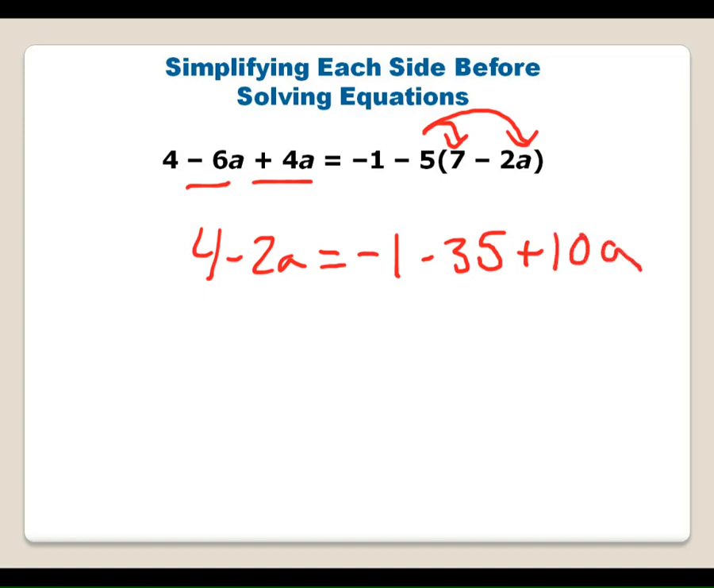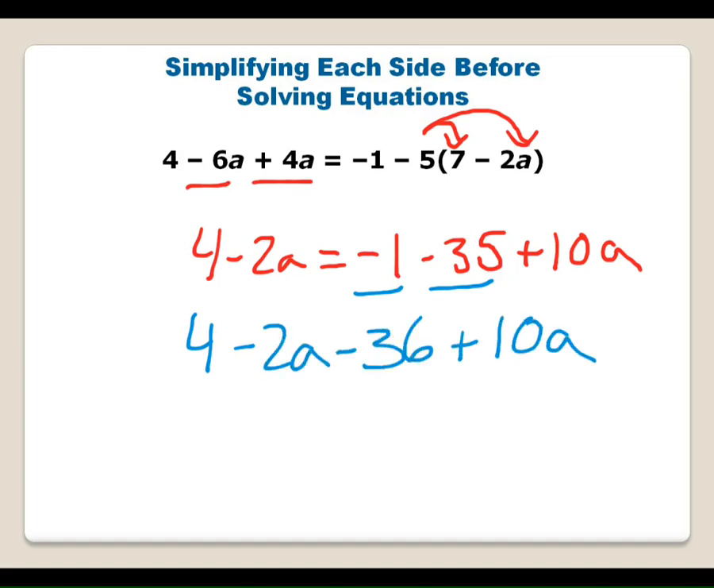So now I made the problem a little shorter. Let's look. Can I simplify these two? Can I subtract these two? Why not? They're not like terms, right? What about on this side? Do I have any like terms? Yep. These two are like terms. If I'm down $1 and I take away 35 more, I'm now down $36. Now it became a really short problem.